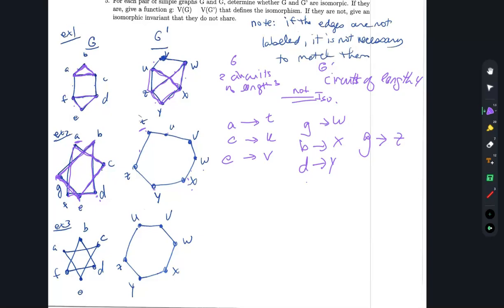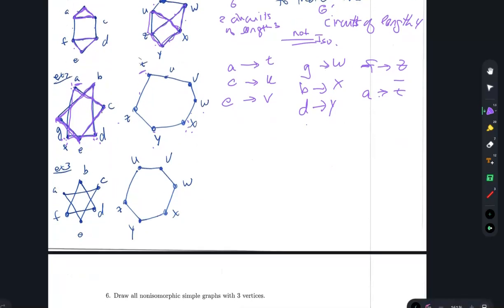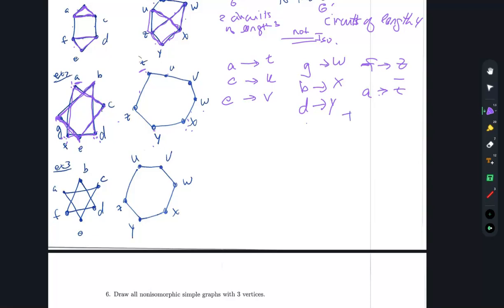Oh, wait a second. Wait, D, F. Oops, F is next. I missed one. Okay, so D to F. F goes to Z. And then F goes to A, right? The vertex A. Oh, and then we're back to T again. Okay, so that is one big circuit. So they are isomorphic. So if you can make that one-to-one correspondence, it is isomorphic.